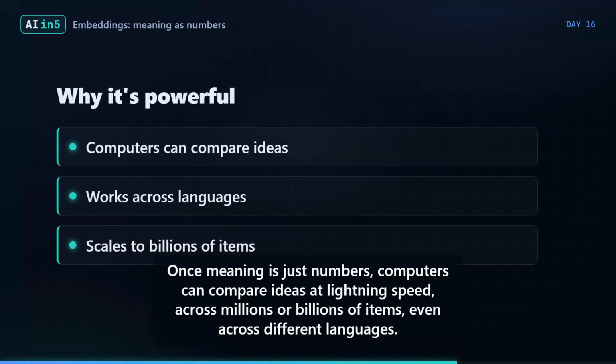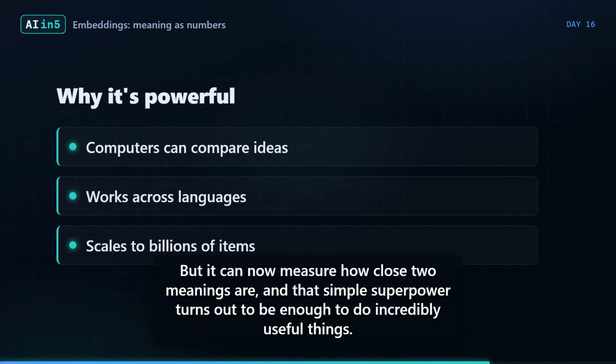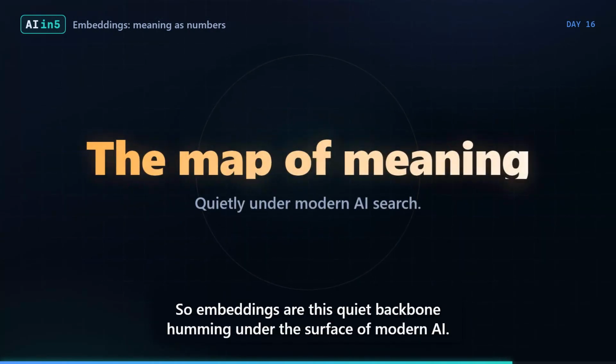Step back and notice what we unlocked. Once meaning is just numbers, computers can compare ideas at lightning speed across millions or billions of items, even across different languages. The machine still doesn't understand like a human, but it can now measure how close two meanings are, and that simple superpower turns out to be enough to do incredibly useful things.